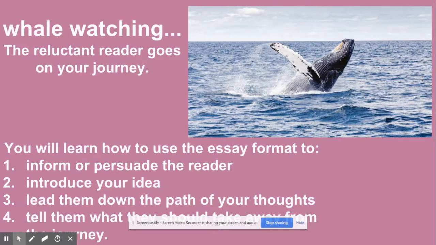One thing you want to remember is, if you bring your reader to a place in your story, whether it's a story or a persuasive essay, you want to make sure that they know what they're doing, they kind of understand where you're going, and that you bring them back and tell them what they should take away from their trip, if you will, with you.